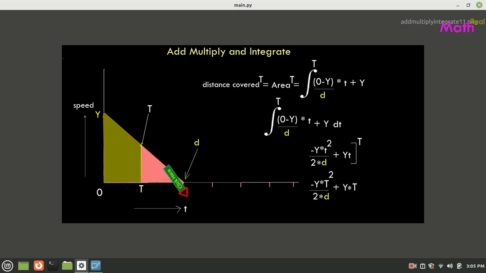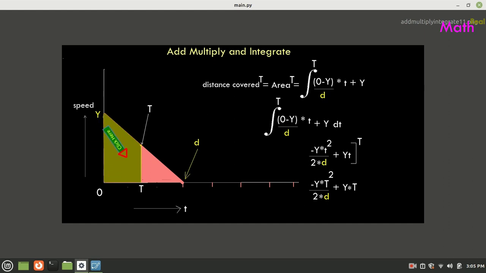What about this? Now the person is walking in the same fashion. So he started with y, I know y. He stops at d, I know d. He decreases his speed constantly. How many kilometers did he walk up to time capital T? A person starts at speed y, reaches 0 in duration d. At any time t, how much has he walked? So that is this area.